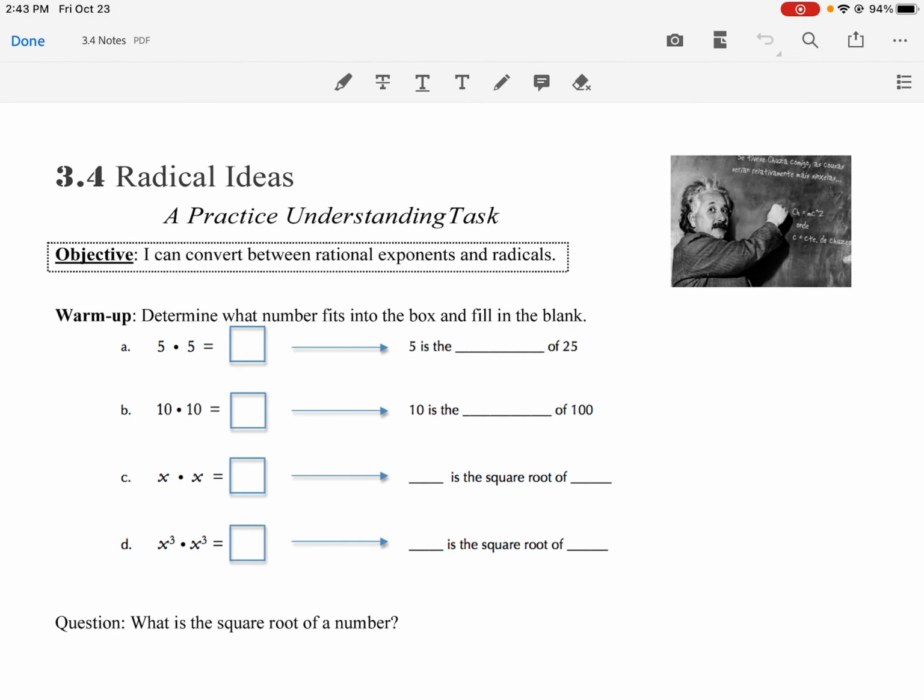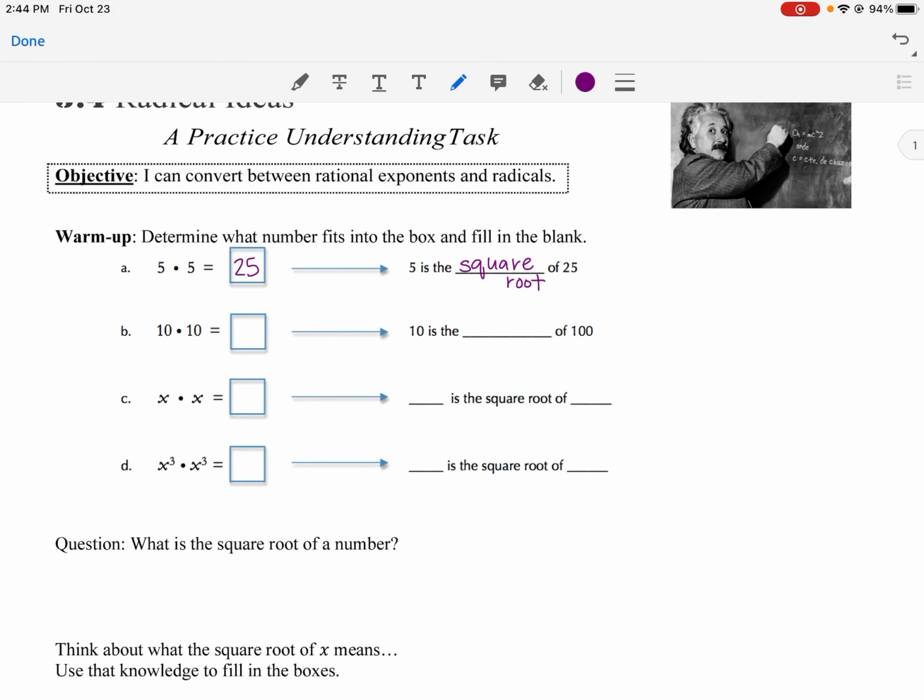So 5 times 5 equals what? You can think about it as 5 squared, but that is 25, which means that 5 is the square root of 25, right? Okay. 10 times 10 is 100, so it means that 10 is the square root of 100. Okay, x times x is x squared, which means that x is the square root of x squared.